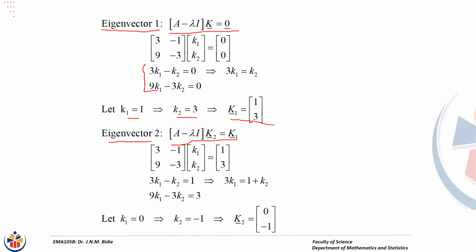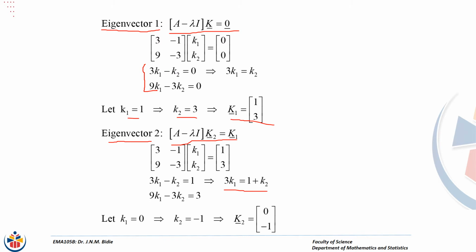So that means on the right hand side you have the first eigenvector, 1, 3. Formulate the equations as usual, but remember you are not going to have 0 on the right hand side as we did the first time. So now we have 3k1 is equal to 1 plus k2 from the first equation. Actually, I believe that both equations give us the same equation.